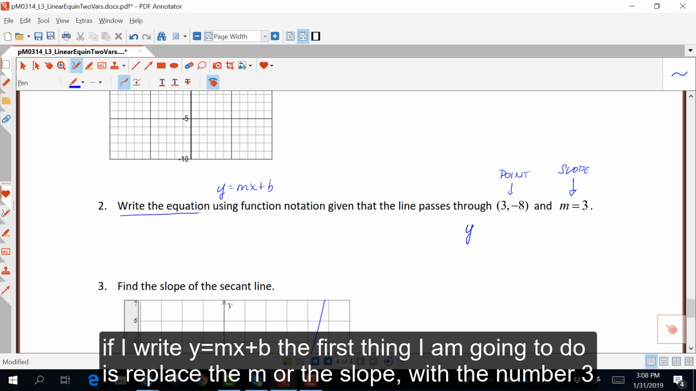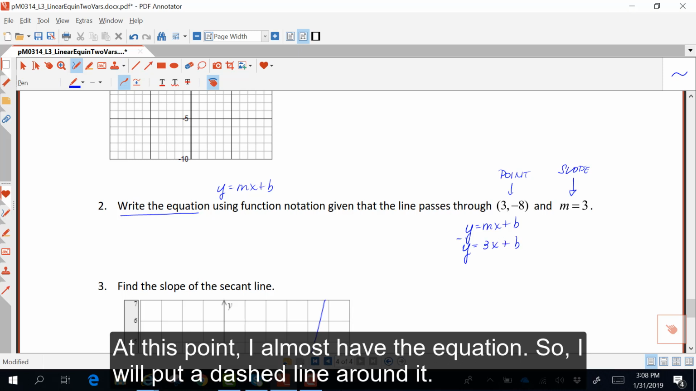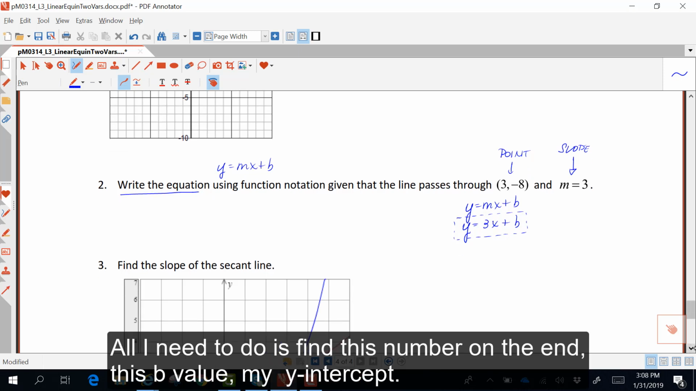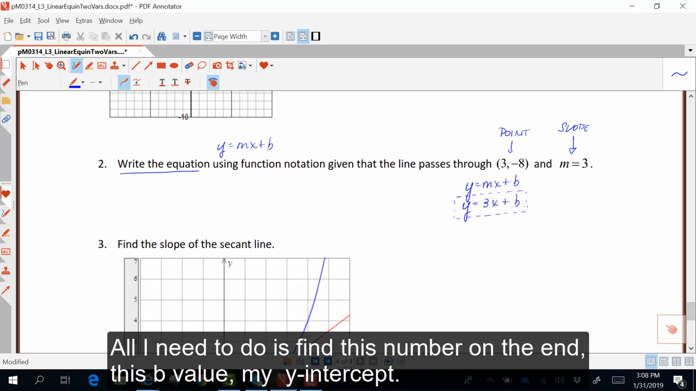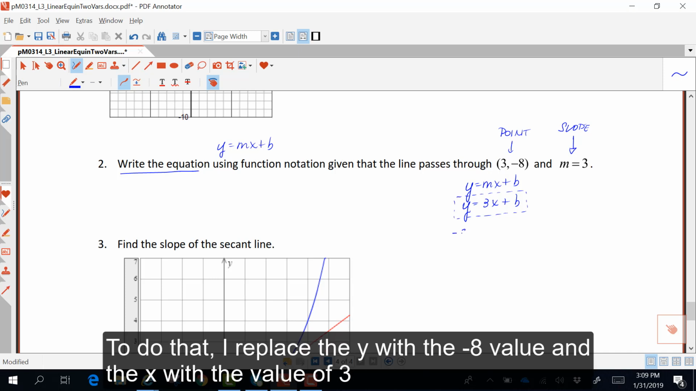If I write y equaling mx plus b, the first thing I'm going to do is go ahead and replace the m, or my slope, with the number 3. At this point, I almost have the equation, so I'm going to put a dashed line around it. All I need to do is find this number on the end, this b value, which is my y-intercept. To do that, I'm going to use the remaining information of the point 3, negative 8, replacing the y with the negative 8 value, and the x with the value of 3.